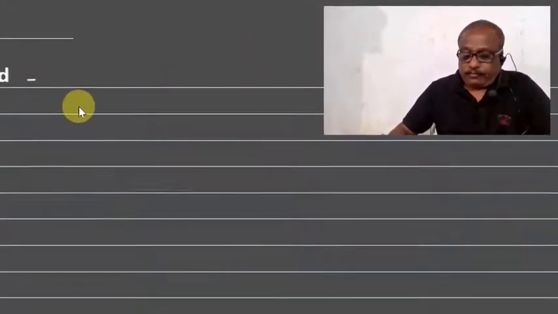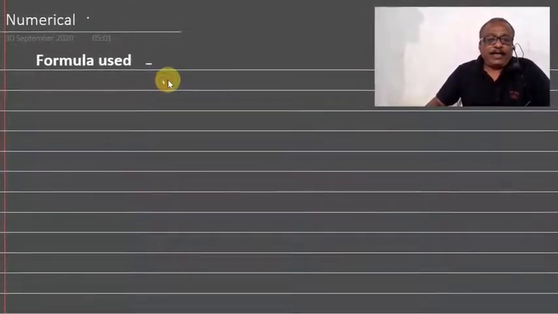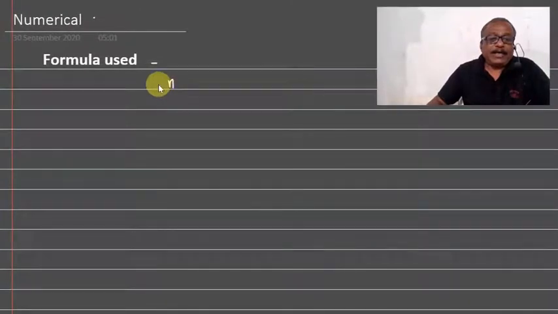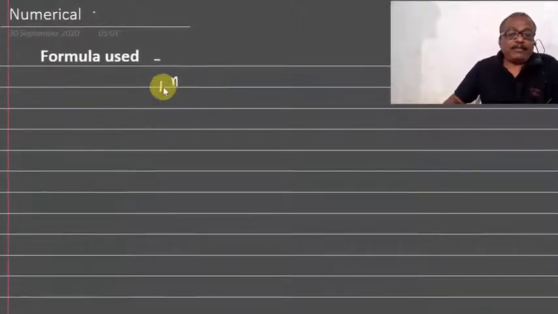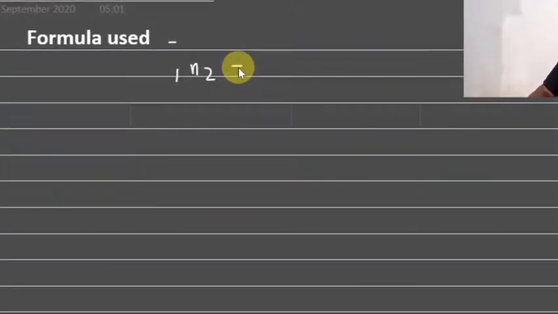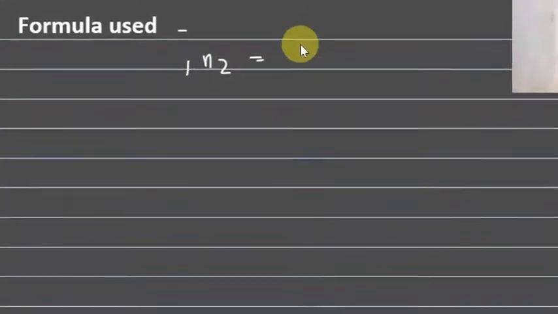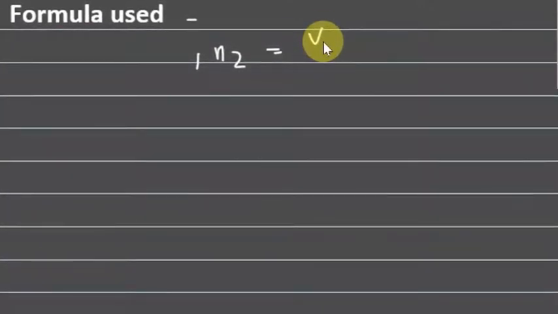So first of all, we know that the refractive index is denoted by n. The refractive index of first medium with respect to second, denoted by this symbol, is given by the formula: the velocity of light in second medium with respect to velocity of light in first medium. So remember this relation.